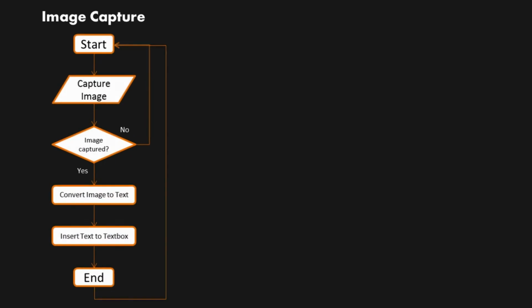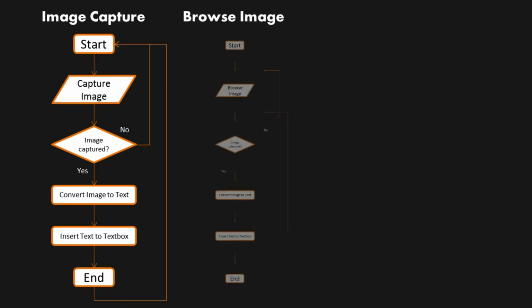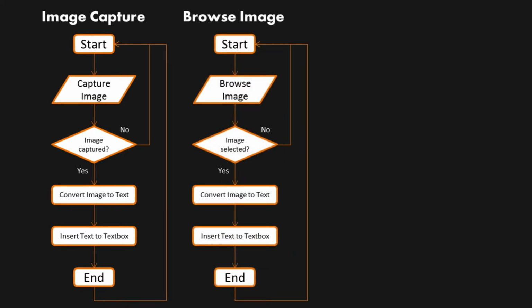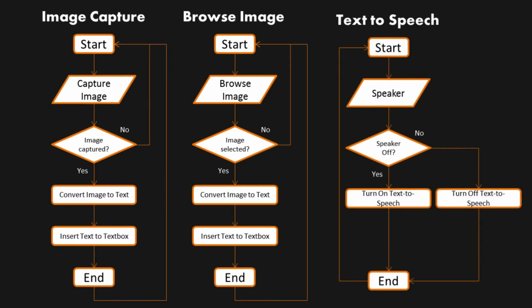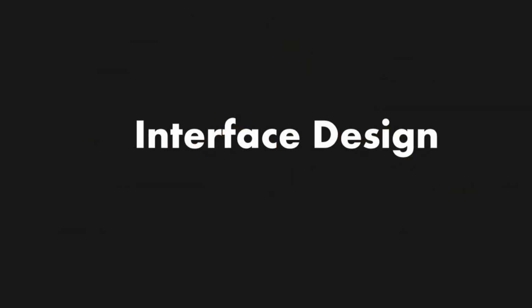The phone will take a photo. Once captured, it will then be converted to text if there is text embedded in the image. This text will be displayed on the screen. Browse image is similar to the image capture, except that it will browse the saved images from your phone's gallery. Lastly is the text-to-speech. The user will click the speaker icon. It will check the status of the speaker. If it is currently off, it will toggle to on, and vice versa.